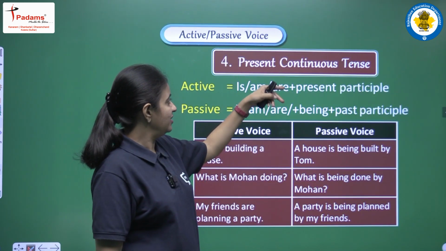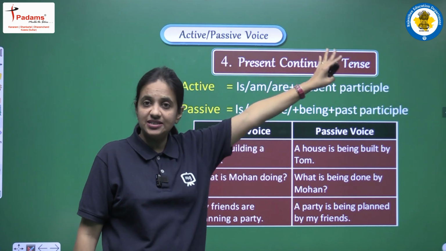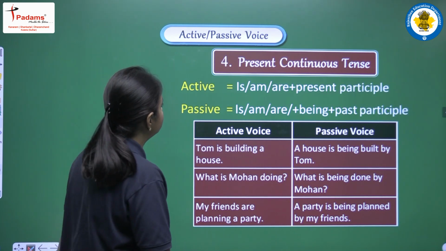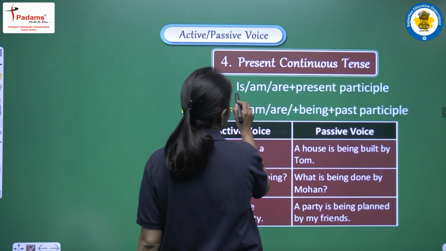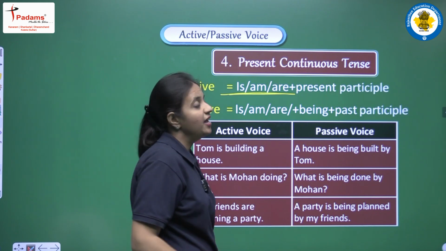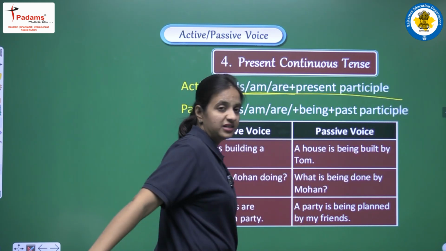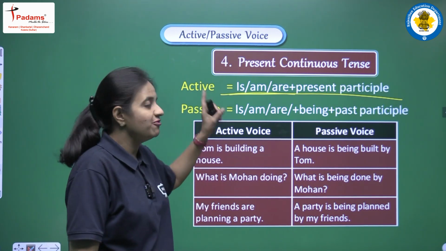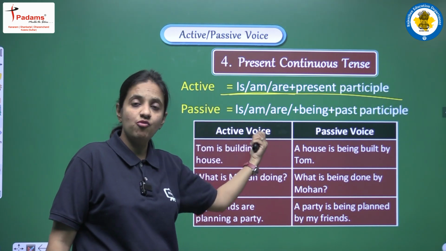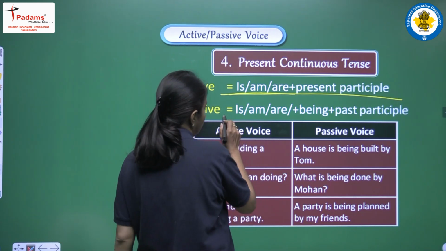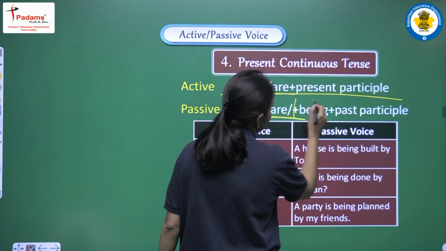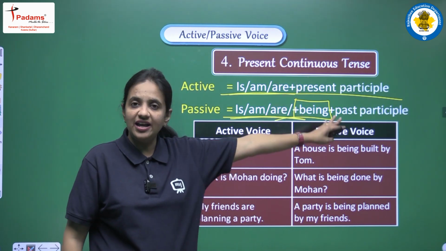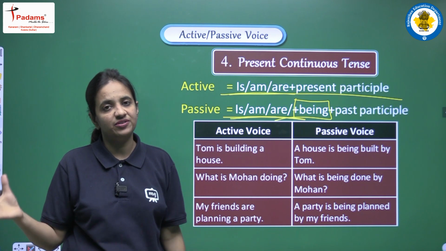Next tense that we are having here is present continuous tense. So let's see what present continuous tense means. It means in active voice as helping verb we are having is, are or am, and after that there will be present participle, means first form plus ing, right? So this is present continuous tense. So if we are having present continuous tense in active voice, then in passive voice we have to use is, are, am plus being. Okay, with is, are, am we have to add being, and after that we all know we have to use third form of the main verb.